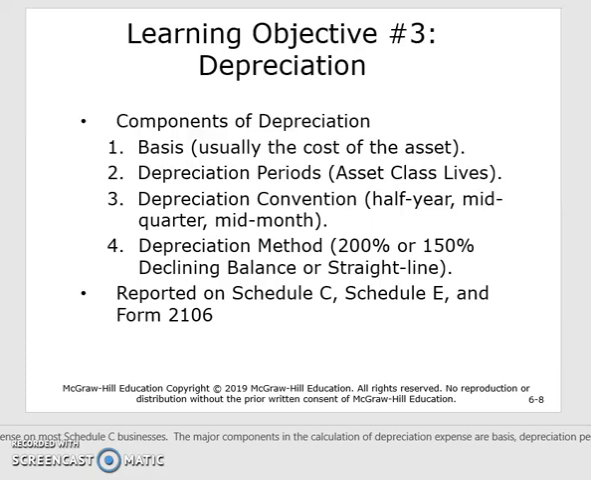So next, depreciation is an allowable business expense. There are 4 different components of depreciation: the basis, which is the cost of the asset; the depreciation period, which is based on the asset class lives; the depreciation convention, which is half year, mid-quarter, or mid-month; and the depreciation method. This is reported on Schedule C, Schedule E, and Form 2106.